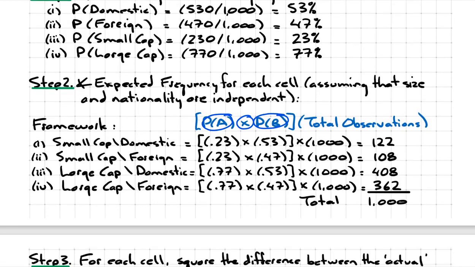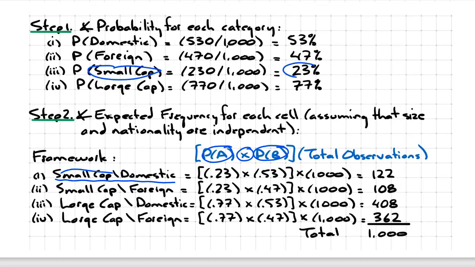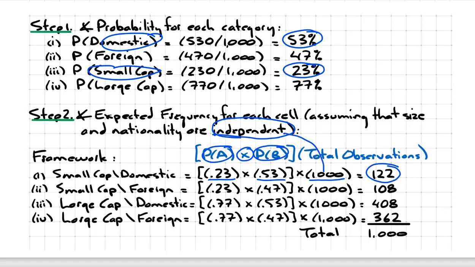So the first angle we're going to look at is domestic small caps. So you see we got these two events, small cap, so let's see, 23% probability, and domestic, that's a 53% probability, so there it is. And then you multiply it by 1,000 stocks in the index, you get 122. So how do we interpret the 122? Here's the way to interpret it. If company size and nation of origin were independent, out of 1,000 stocks, we would expect 122 to be small cap domestic listed.